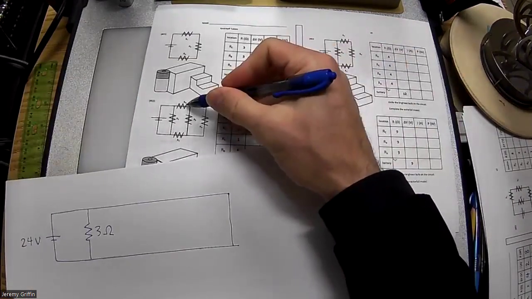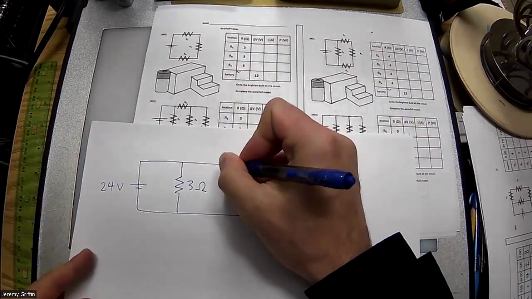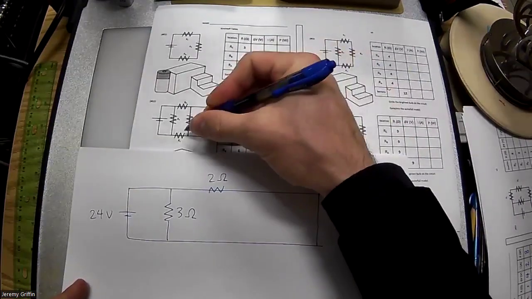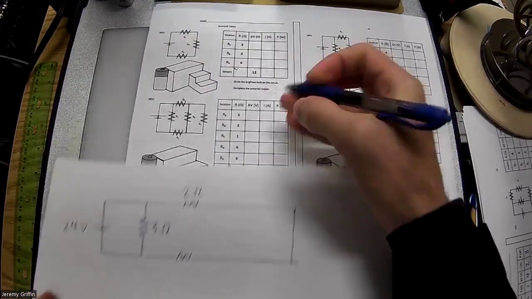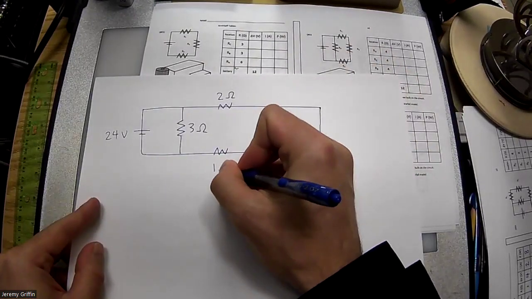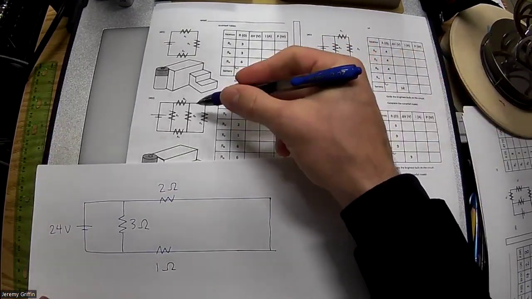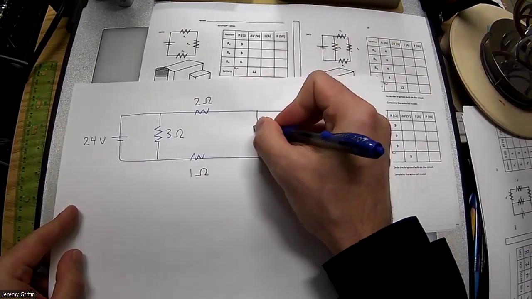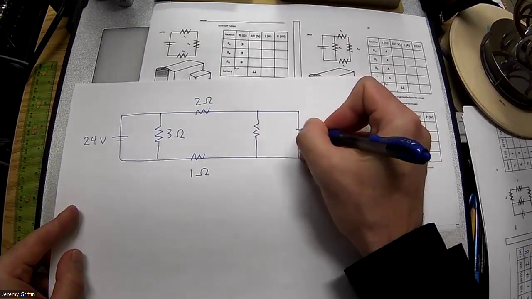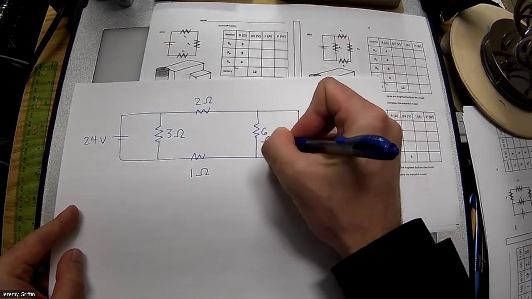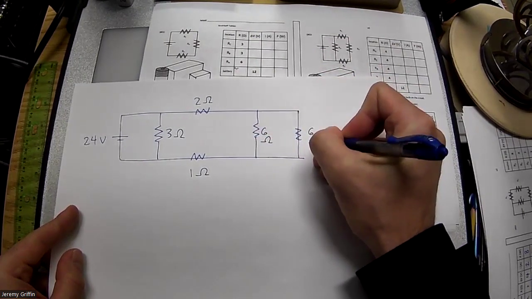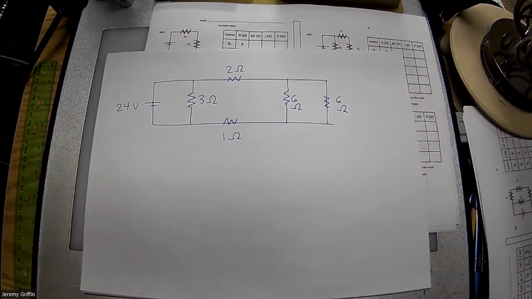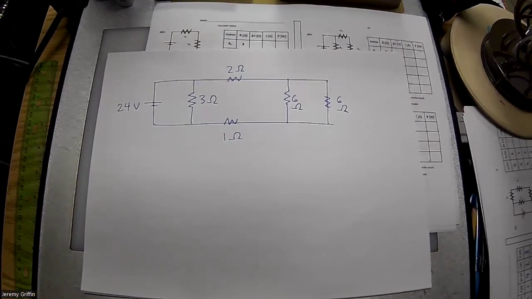So I'll do 3 ohms right there. I got this resistor D up here, which on my paper says 2 ohms. I got resistor C down here, which says 1 ohm on my paper. And then B and A, which are 6 and 6 ohms. All right, there you go. So that's just the circuit as it was given.